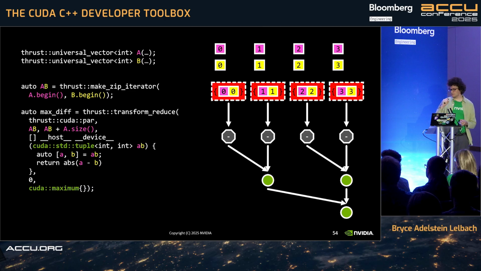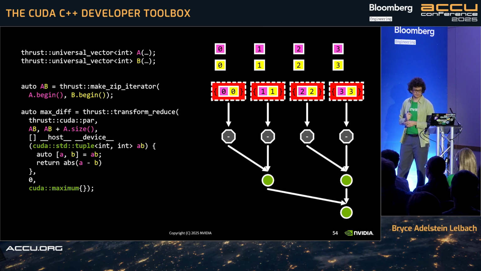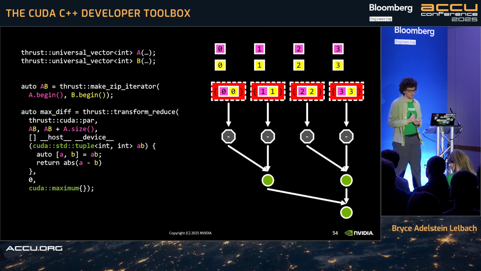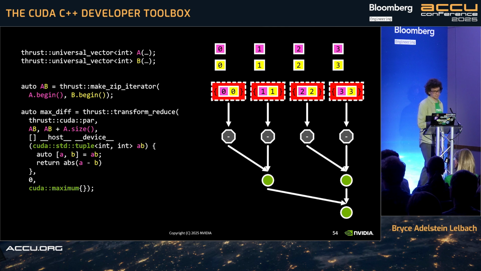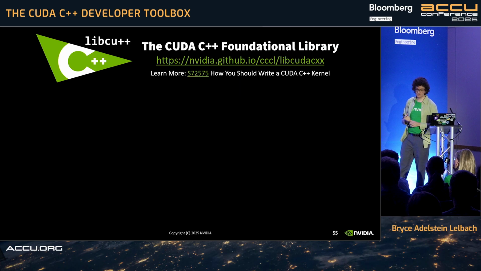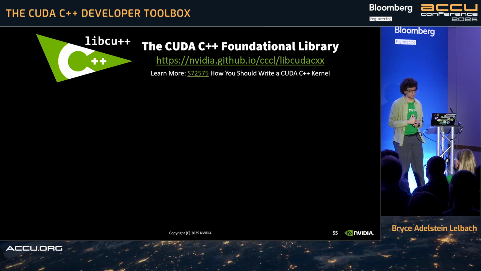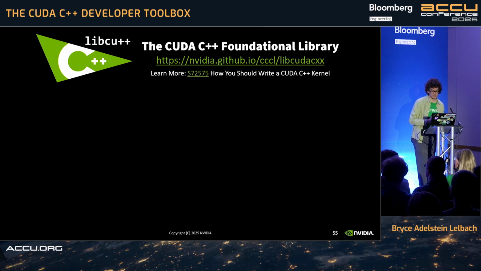Now we've used two new facilities in this example, CUDA std tuple instead of std tuple, and CUDA maximum, which is a function object, instead of std max, which is a function, and thus would be a function pointer if we're passing it into an algorithm. So these are facilities from Libcu++, which is CUDA C++'s foundational library and NVIDIA's C++ standard library.